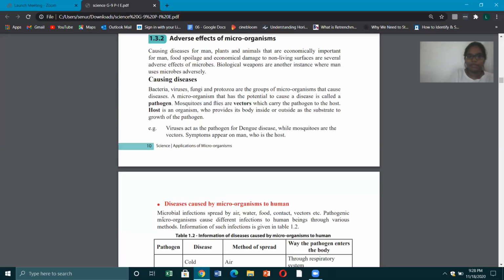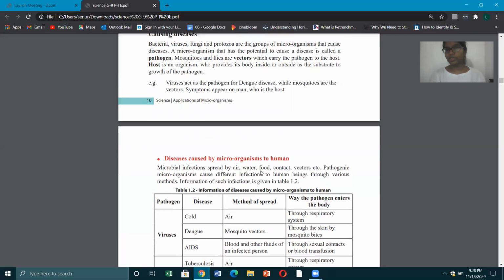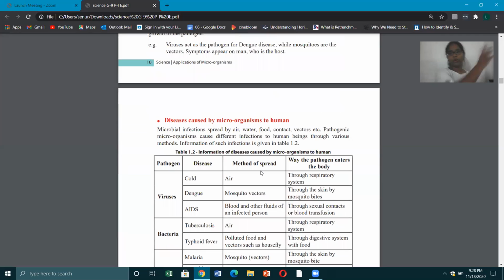Viruses act as the pathogen for dengue. If you take dengue, who is the pathogen? The one who causes the disease is the virus. Who is the vector, the one who brings the dengue virus to humans? The mosquito is the vector. So who is the host? The man, because the symptoms appear on the man.